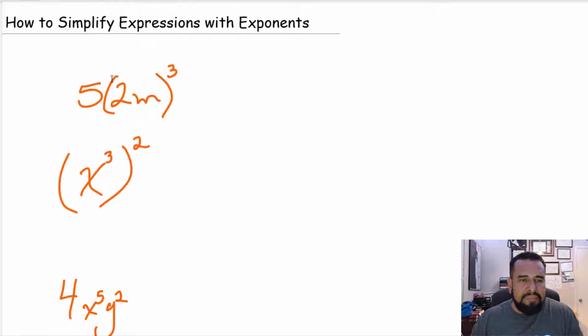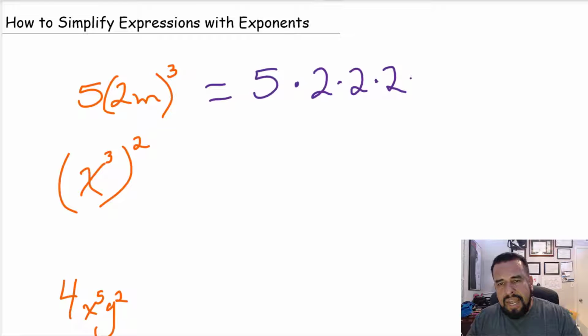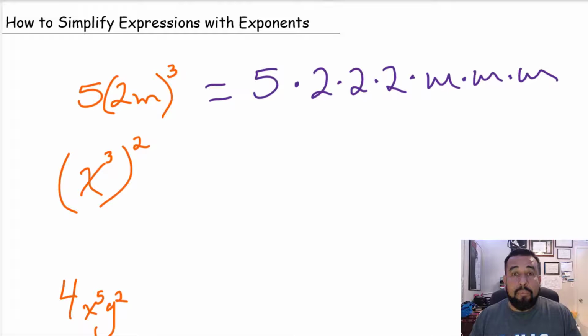Right here, we have several of them. We have 5 times 2m to the third power, x times 2 to the second power, and so forth. So let's start with the very first one here. First, I want to show you what this means, right? So this means that I have 5 times, well, here I have 2m to the third power. That means that 2 is to the third power, and so is m. So I have 2 times 2 times 2 times m times m times m. That's what that really means, right?